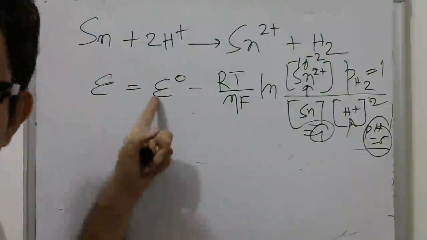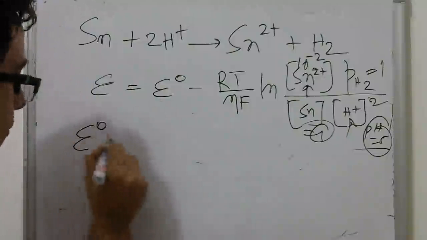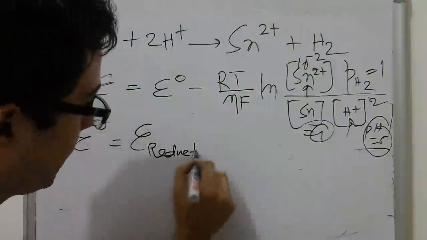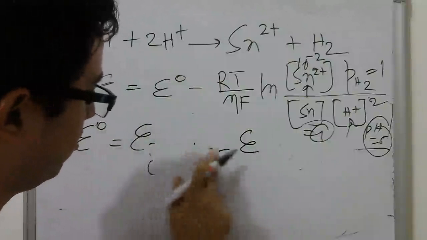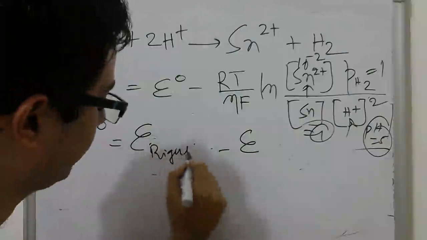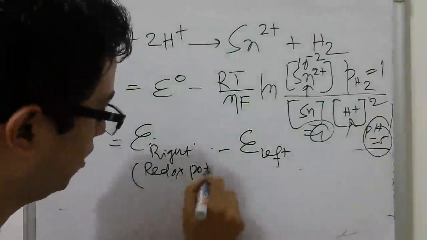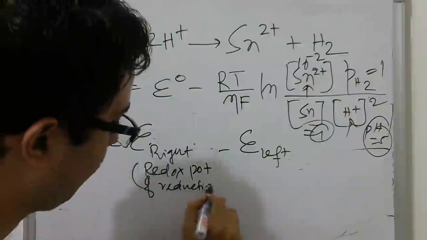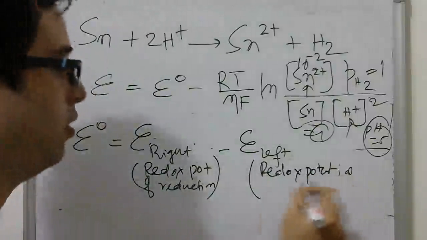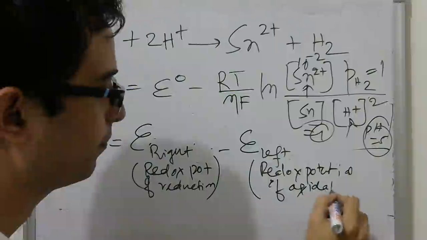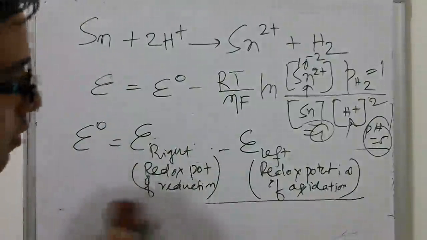So what I don't know is E0. But E0 has been given in a different way. How is it given? E0 is E reduction minus E oxidation, or I write right minus left. Right minus left. Or the redox potential of the reduction reaction and the redox potential of the oxidation reaction. Now let's see what they are.